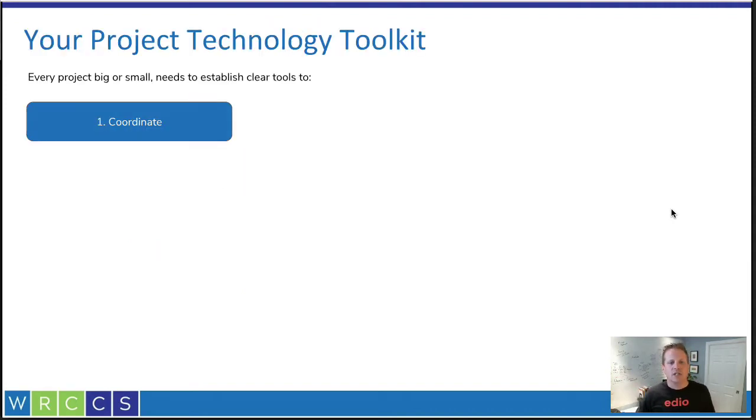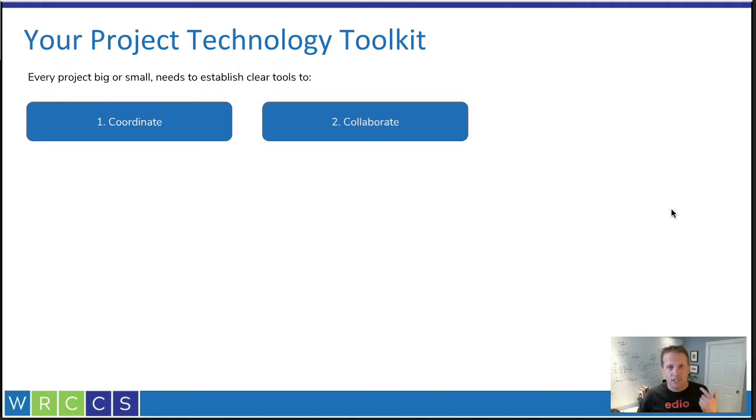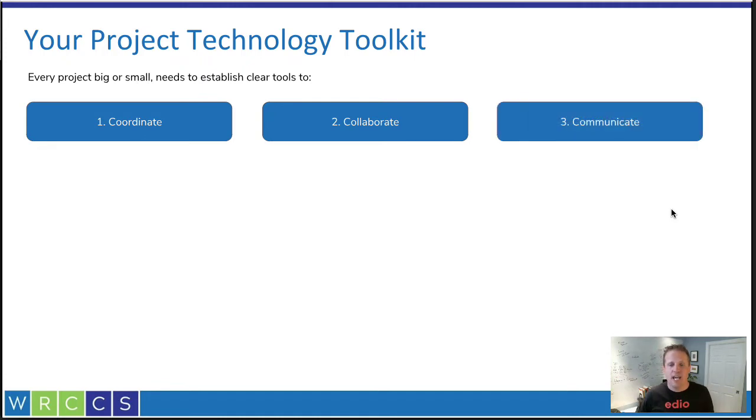So like I said, any project, big or small, one of the first things you should do, after you've established your clear purpose and developed the flow and the rhythm of a project, is establish some clear tools. And those tools fall in 3 buckets. You need something to coordinate, you need something to collaborate, and usually that ends up being a small set of tools. And then you need some tools to communicate.